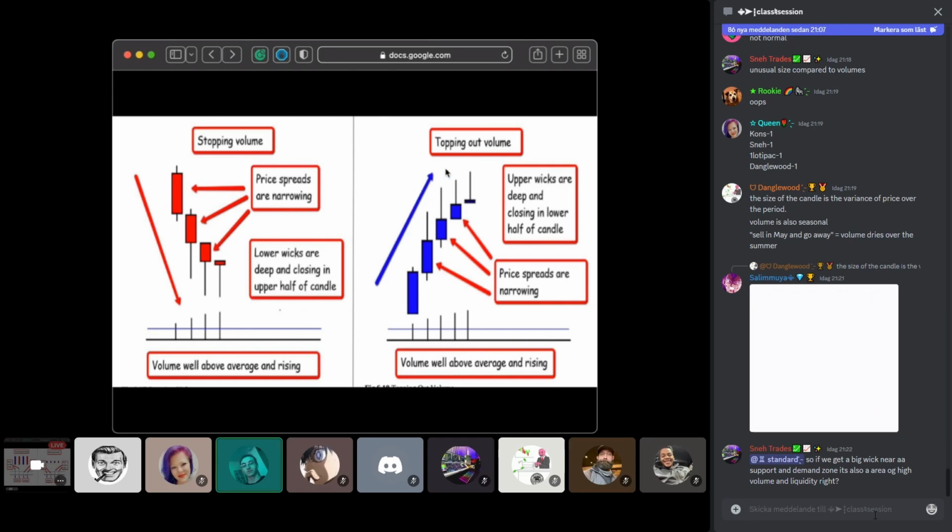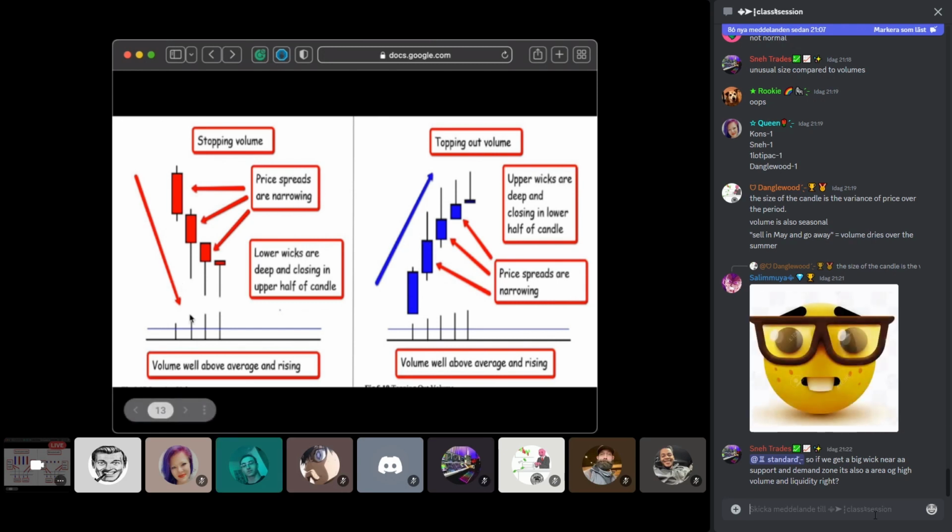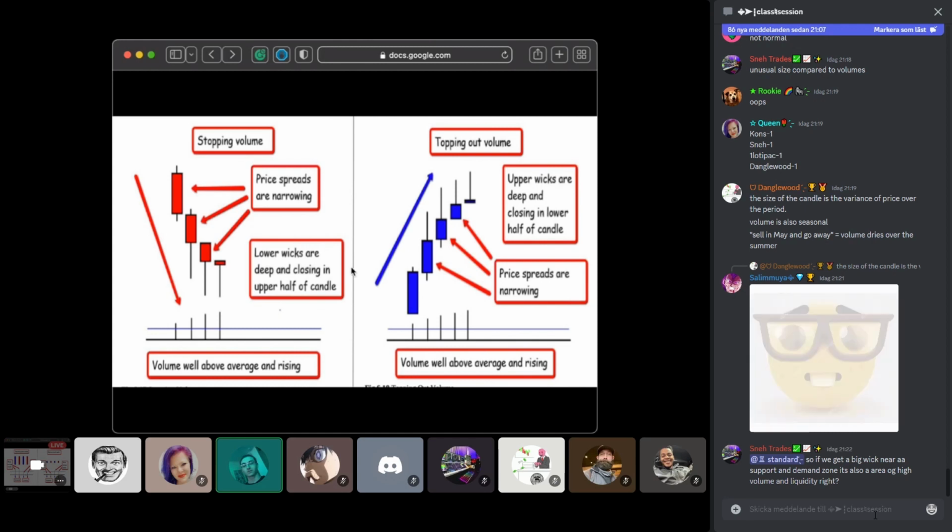So if we get a big wick near a support and demand zone, it's also an area of high volume and liquidity, right? A support or demand zone would be, yes, but it doesn't necessarily mean you would have high volume. You would want to see high volume. That would be what you'd be looking at right here. You'd be looking at either stopping volume or topping out volume. But like we were just going over before, you can have those anomalies where you just go up on low volume and something's due to happen.